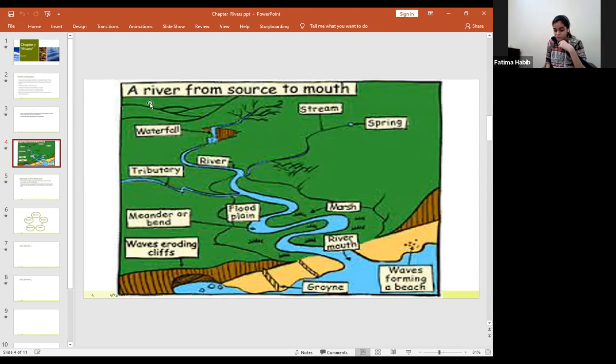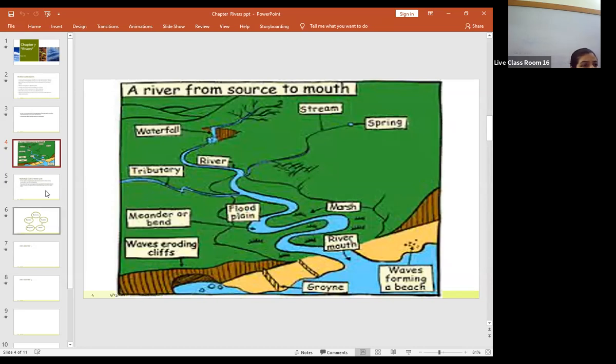The whole system is called the hydrologic cycle. It is a large system consisting of the river system. River system is something else, but the hydrologic cycle is the water cycle. River is also part of the water cycle. We can say this thing.